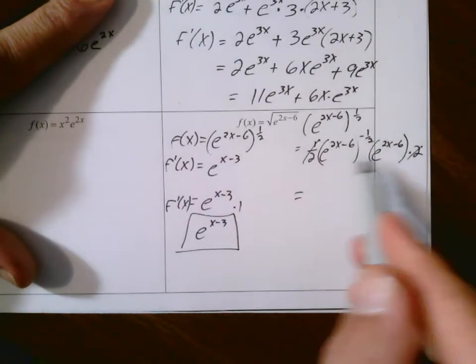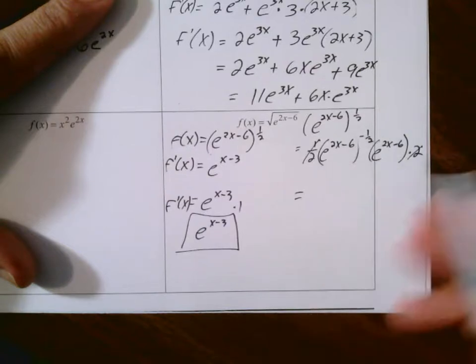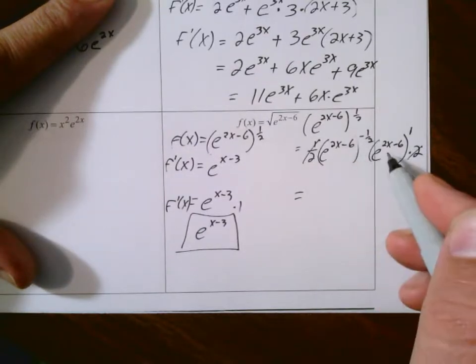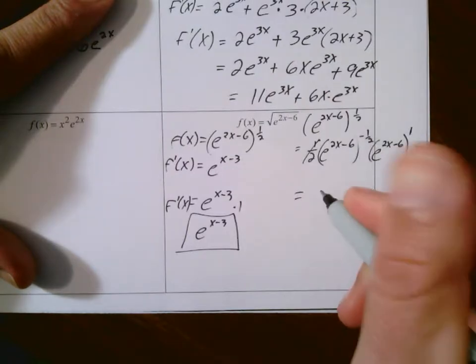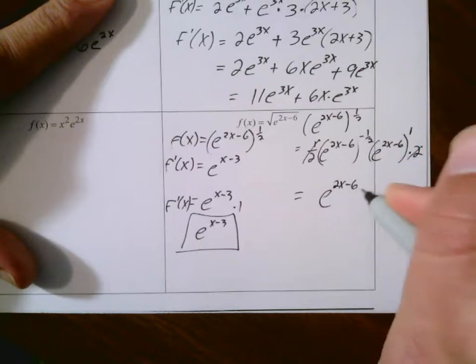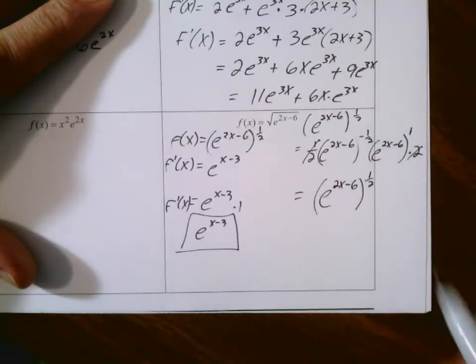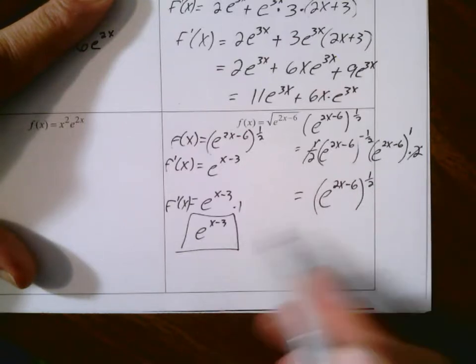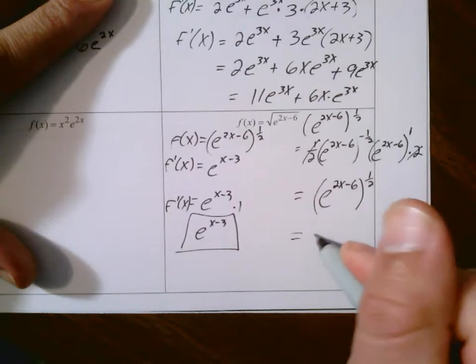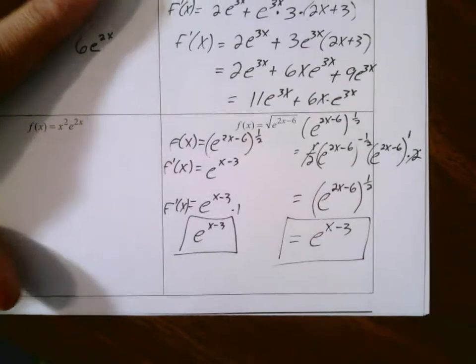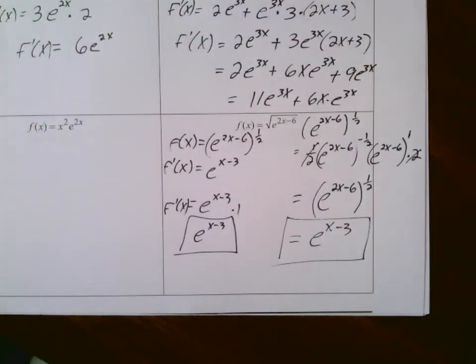Now, these are the same terms multiplied together. This is to the first power, so what I do when I multiply the same base to the power, I add the powers. e to the 2x minus 6 to the 1/2. Distributing here, or you could leave it as the square root. They don't look like the same, but they sure are. e to the x minus 3. Okay, so chain rule, chain rule.